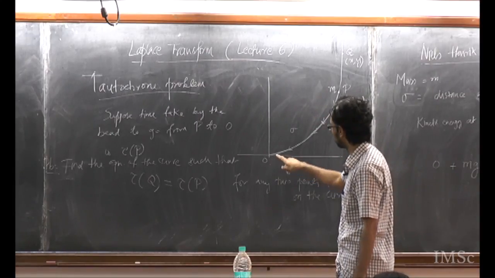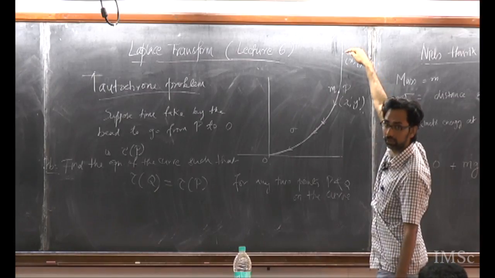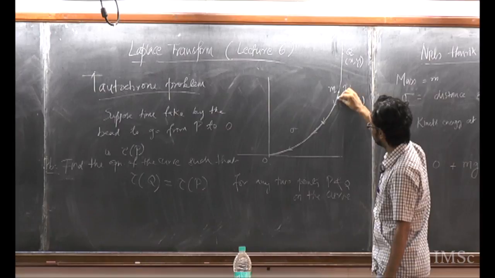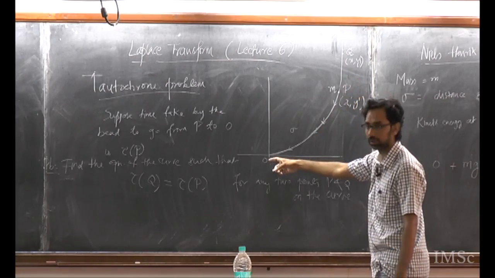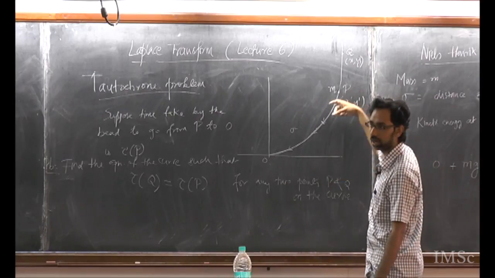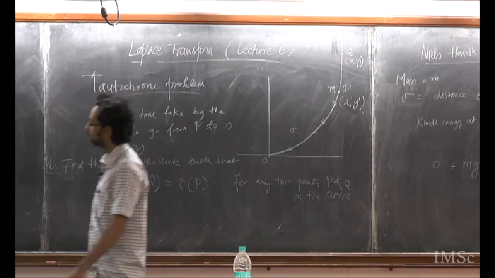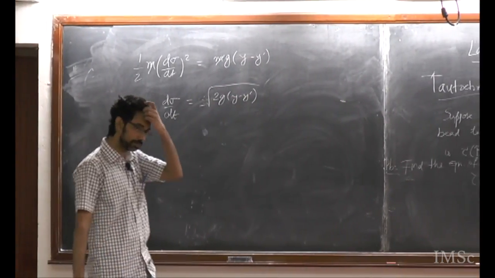So sigma is the arc length from here to here, right? And you're releasing the bead from up there. So when time increases, it falls along the wire. So the distance from the origin will decrease, so the arc length will decrease. So in fact, d sigma by dt is negative. Okay?